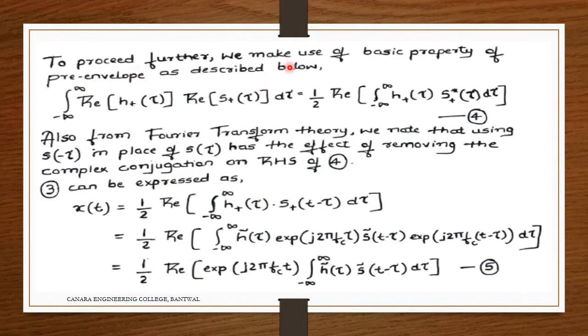Now to proceed further, we make use of the basic property of a pre-envelope as described below. How? The integration from minus infinity to plus infinity of the real part of h plus of tau into the real part of s plus of tau d tau is half of the real part of the integral from minus infinity to plus infinity of h plus of tau into s plus star of tau, that is the complex conjugate of s plus here, d tau. This is taken from the basic property of a pre-envelope, which we have studied in the previous lecture, lecture 2 of module 1. So this is a prerequisite which has to be known while solving this one.